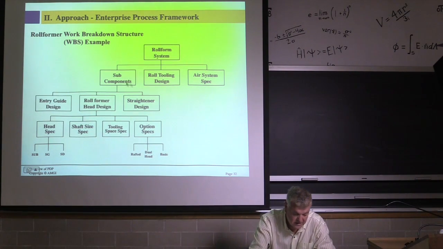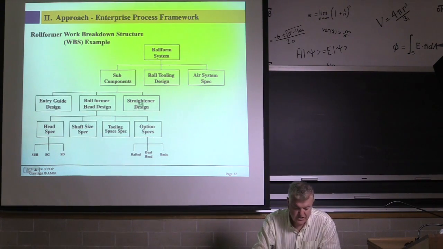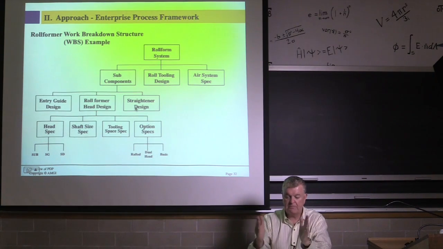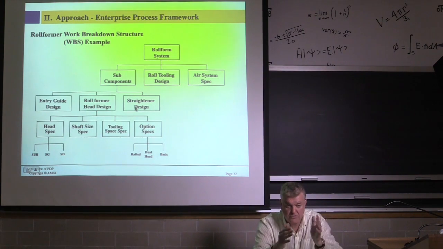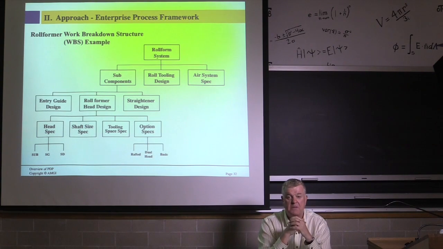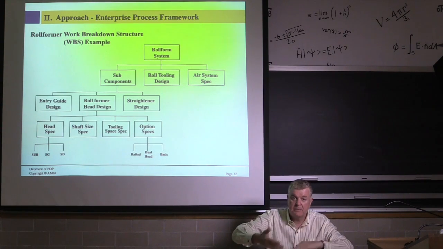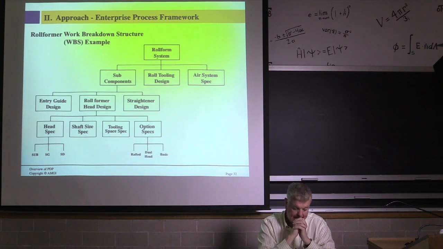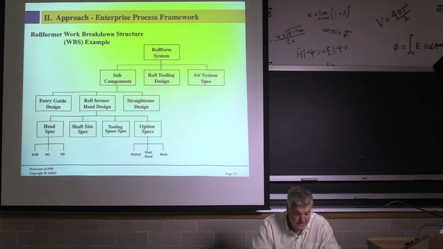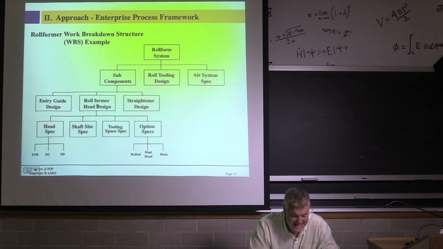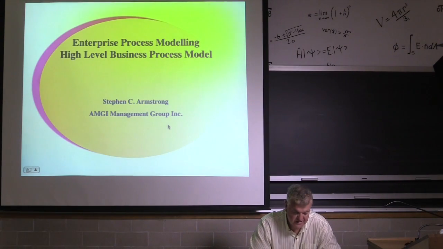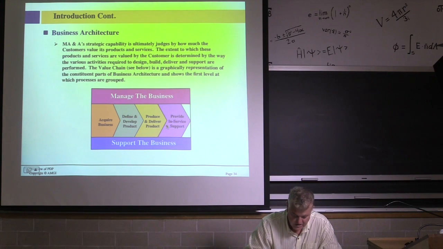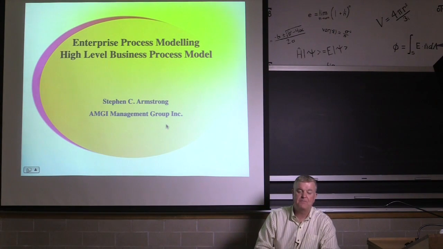You saw the video. The roll former head, the straightener design, how to straighten it up, making sure it's straight as it goes through the roll forming machine to get shaped by the rolls themselves and shaped and bent into some kind of configuration, which again is in the video. And then onto the roll former head design is the head spec, the shaft size, the tooling space, and so on. Okay, so that's the end of part 1, and this is now part 2.